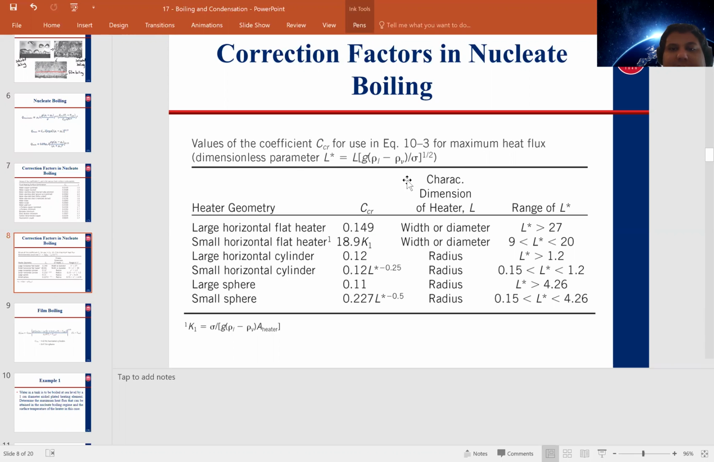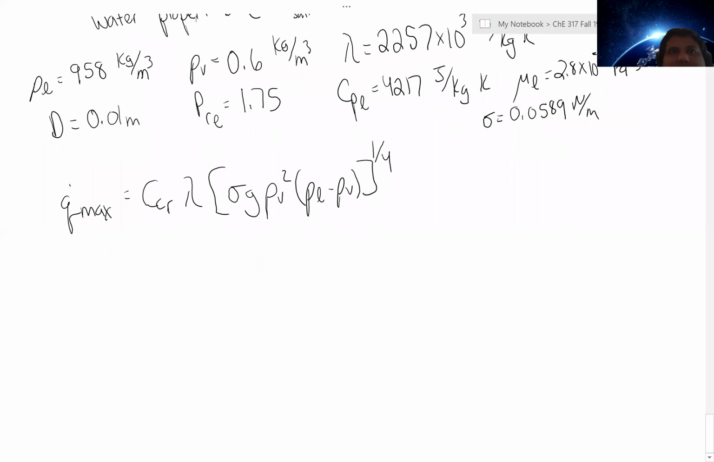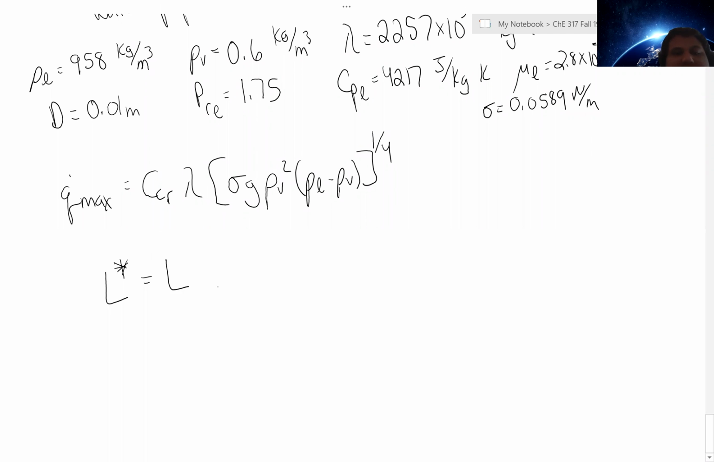So to calculate L star, I have L times g times rho L minus rho V over sigma, to the 1/2. L, in this case, is the characteristic dimension. As it said, for a cylinder, it's the radius, so half of the diameter.